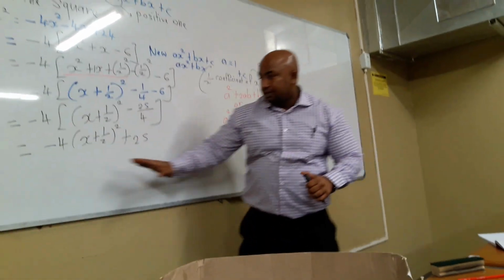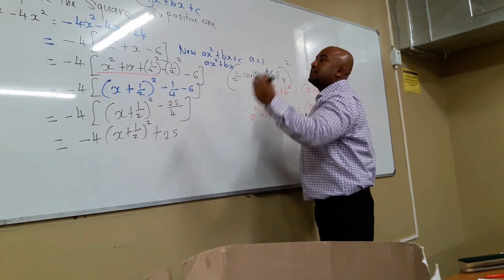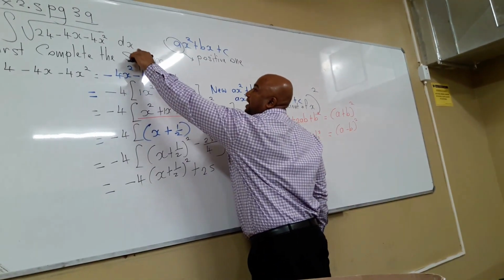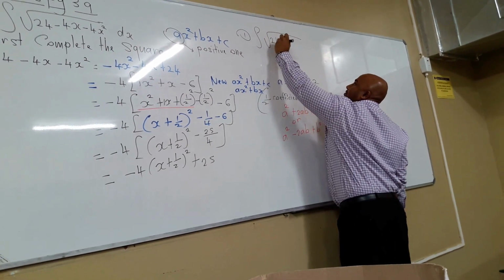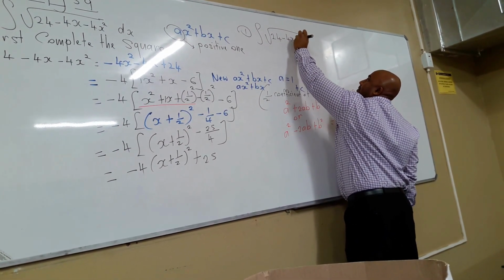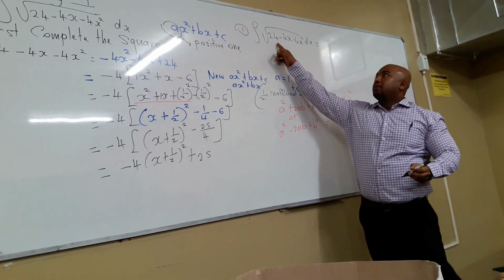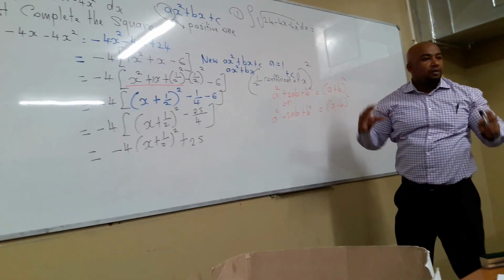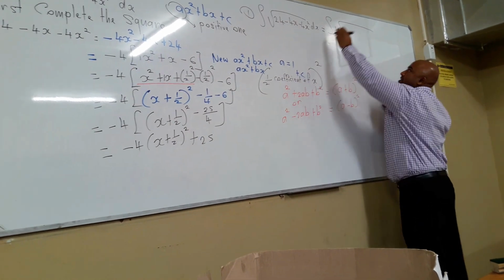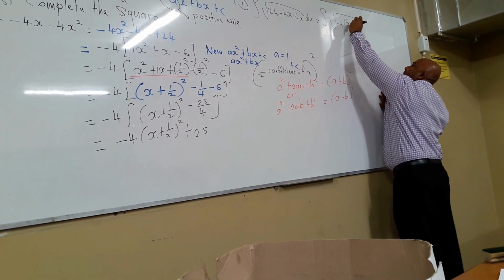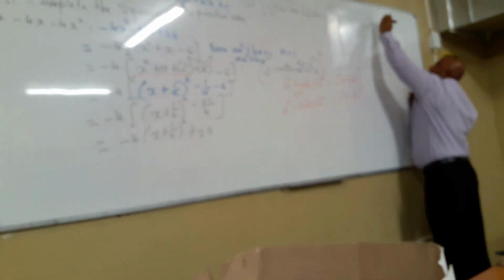Okay, so now let's see what we're going to do here. Now, I have this. If we substitute, this is what we had at the moment: the square root of 24 minus 4x minus 4x squared, dx. We took whatever's inside that square root, we completed the square, and now this is what it is at this stage. It's minus 4 times x plus 1 over 2 all squared, plus 25.